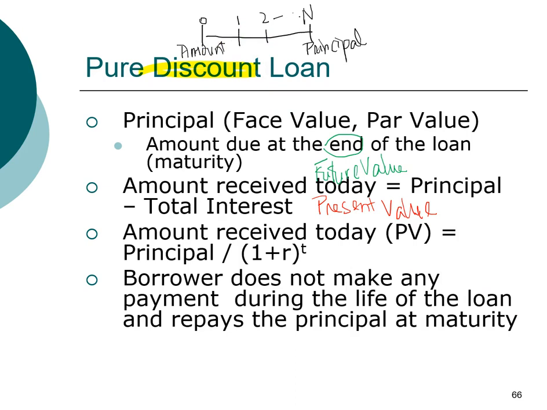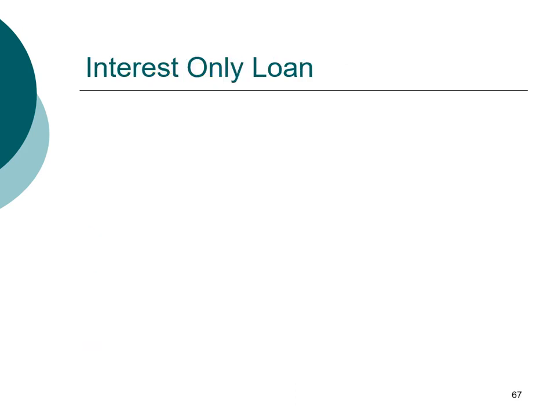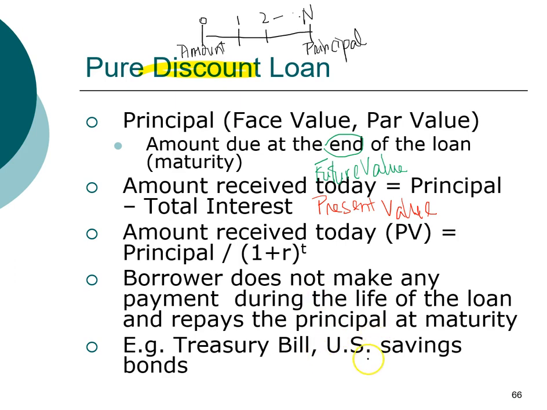There are many common instruments that follow the pure discount loan model. One of them is T-bills and US savings bonds. If you buy a treasury bill or US savings bonds, which is a very common vehicle you can buy at banks, all of those follow a pure discount loan format. If you buy a US savings bond, you may buy one for $20 today, and that will mature in 20 years, and you'll get, say, $200, but you don't receive any interest payment in the meantime.